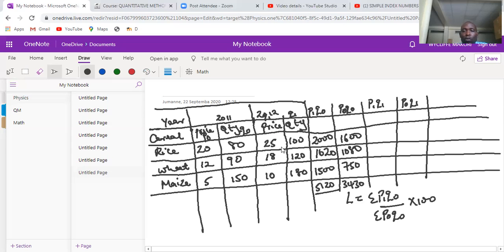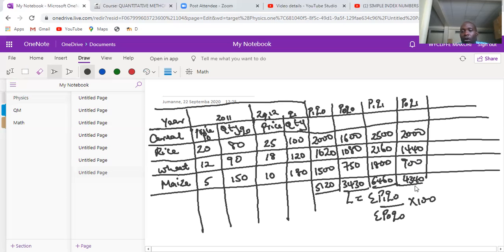P1, Q1, we multiply these two columns down the table. So we are going to have 2500. Then we have 2160. Then we have 1800. If you add, you get that the total is going to be 6460. Then we need to have P0 times Q1. Remember, P0 is here, our Q1 is here. If you multiply them, it is going to be 2000. If you multiply this times this, it is going to be 1440. If you multiply this times this, it is going to give you 900. The summation now is going to give you 4340.